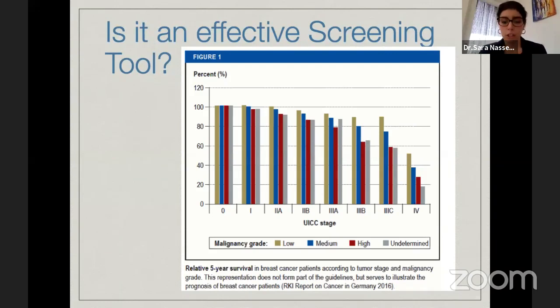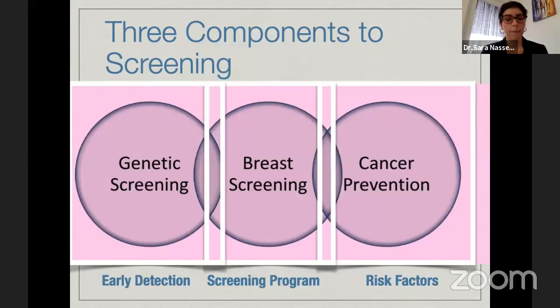And as you can see, this is again a reminder that the more advanced the stage of the breast cancer, the lower the survival rate. And so it makes sense that we want to pick this up at an earlier stage so that we're able to treat it and increase the survival rate. So this was breast screening, the screening program.